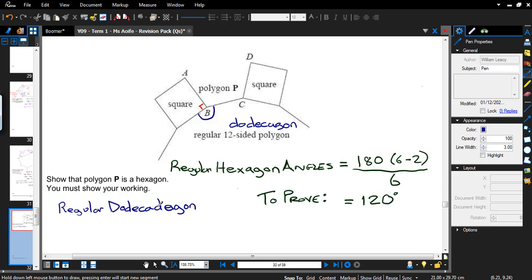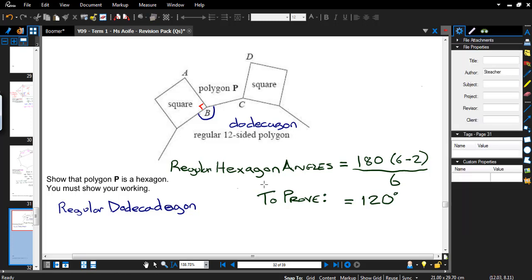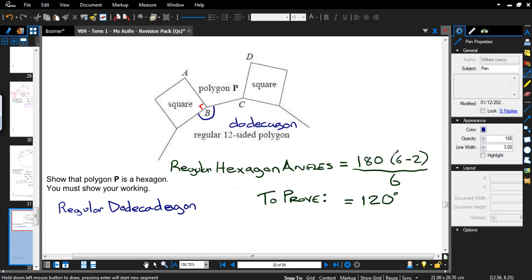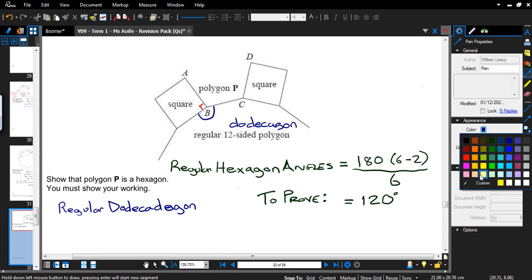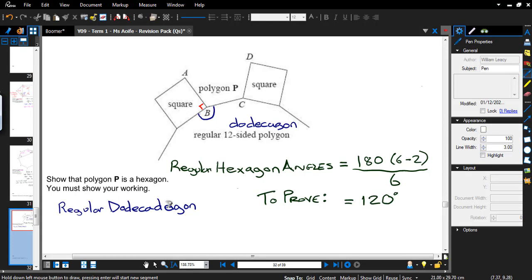Alright, regular dodecagon. So just color it. Let's just get on with it. So we have this dodecagon. How do you get the interior angles of a dodecagon? That's the question. The answer is this. You use this formula, yes? So let's go and use that.